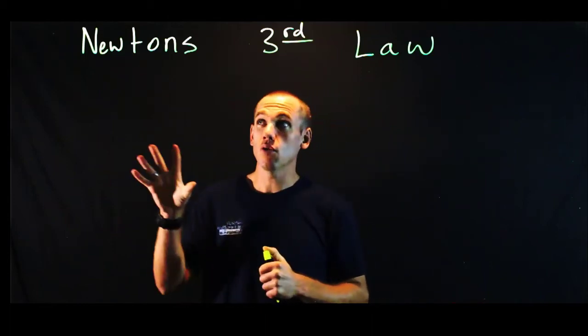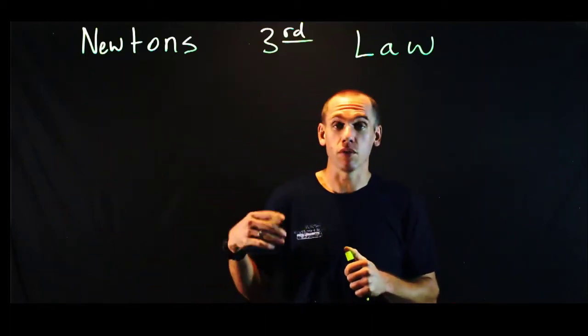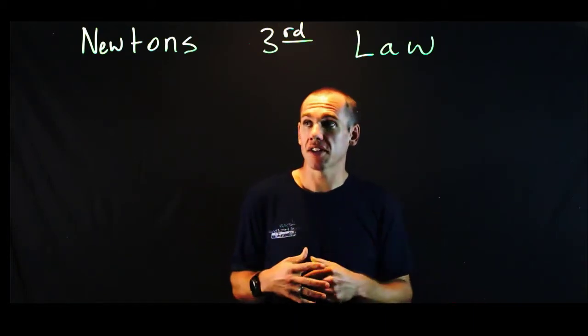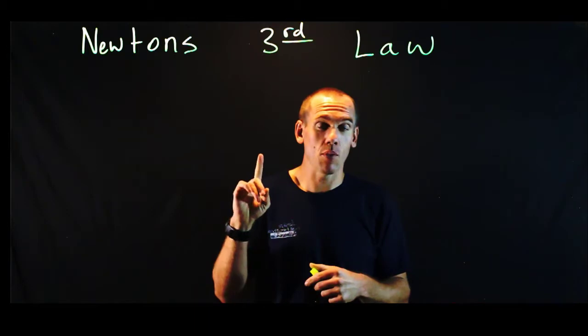In this lesson, we're going to take a look at Newton's third law, which is different than his first two. Newton's first law, as you recall, said an object's velocity remains constant unless it's acted upon by an unbalanced force. So we were talking about one object.